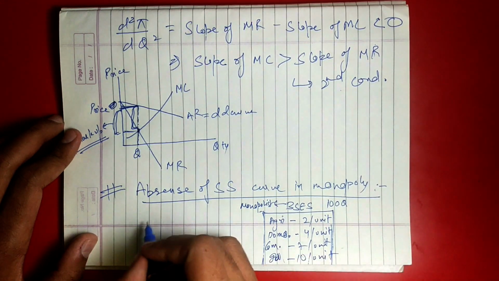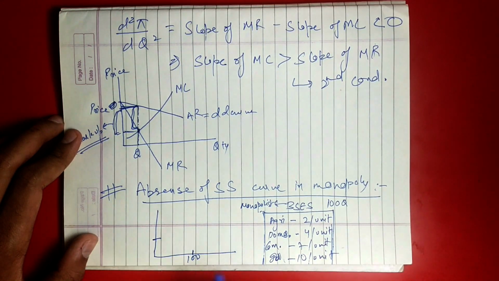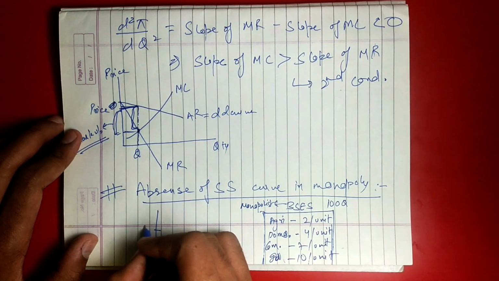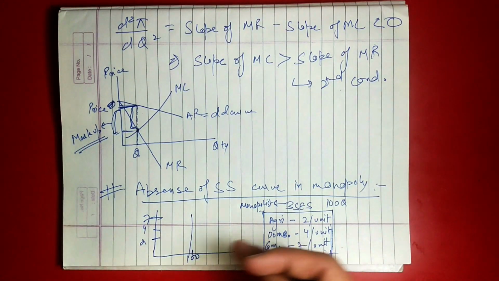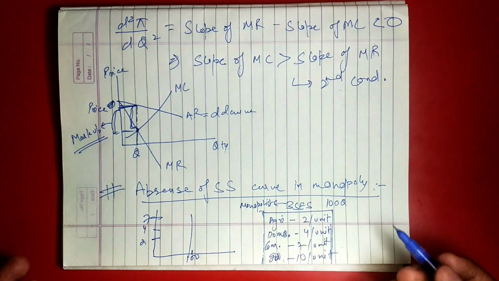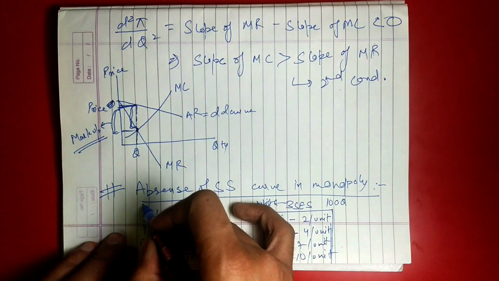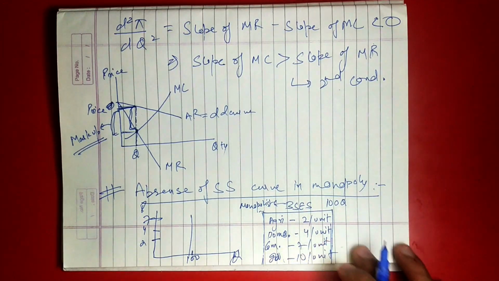So if you are going to draw the diagram of this, this is the quantity, the same quantity, and he is selling the same quantity at a different price to the different consumers. So the graph will be something like this, right? Can you see, is there any particular relation? There is no unique relation between price and quantity. So we cannot have a supply curve under monopoly.